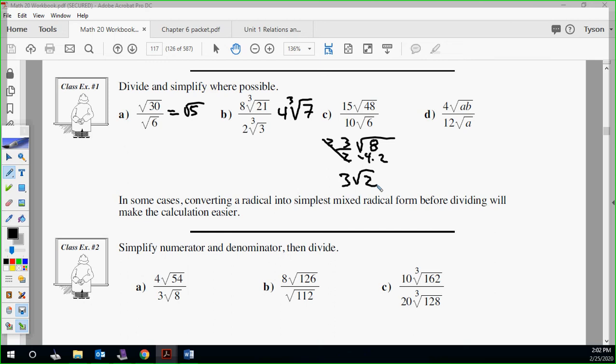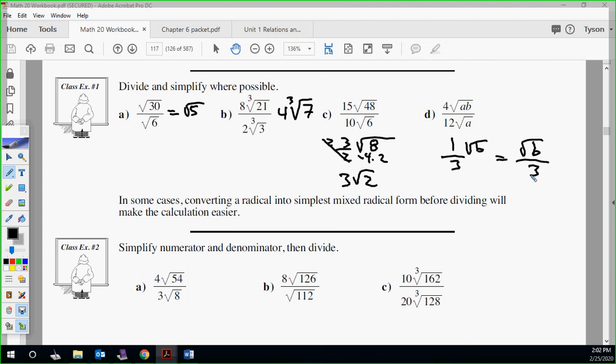And this one's just testing, like, trusting your stuff. So 4 over 12 is 1/3. Root AB over root A, the A's cancel. You have just root B. So it's simply root B over 3. So you can write it as 1/3 root B or root B over 3. Those are the same things. Okay? Does it matter which one you put? Of those two, no. No. They mean the same. Yep.